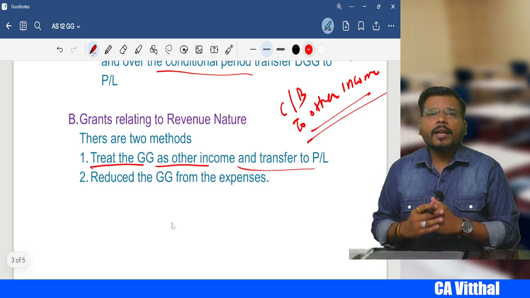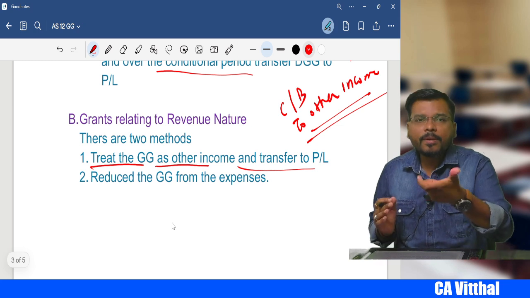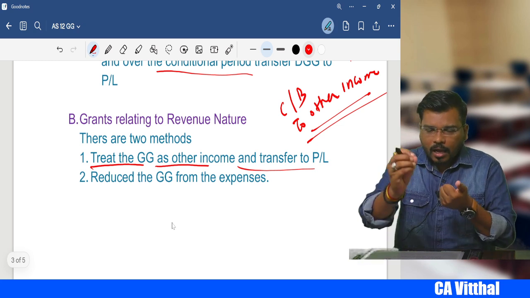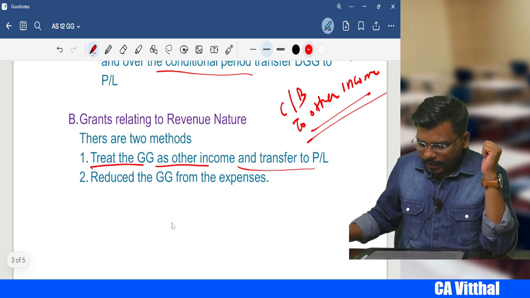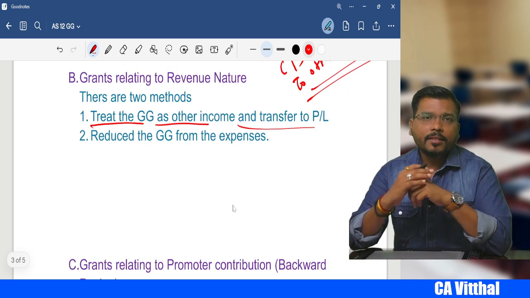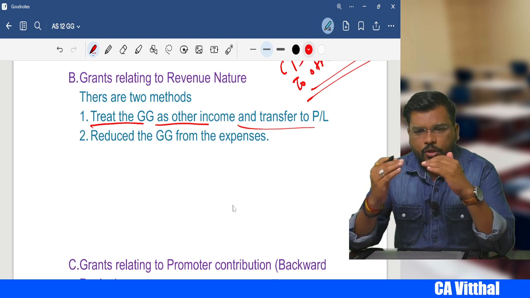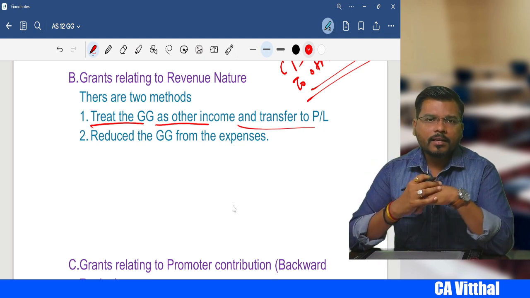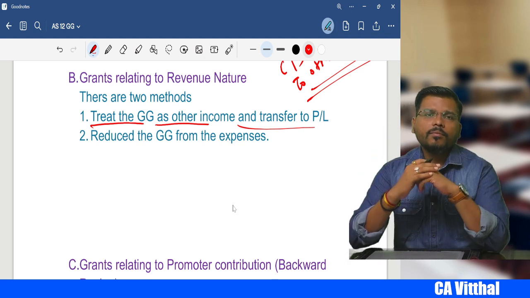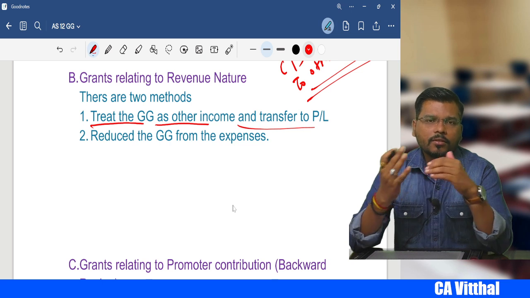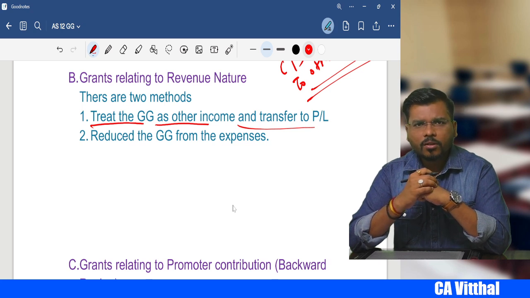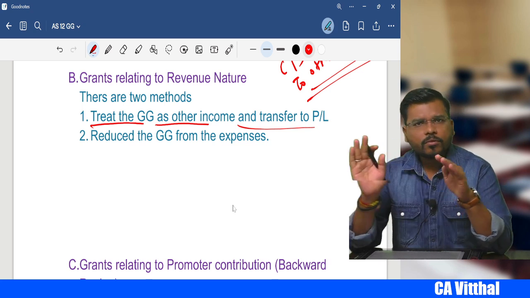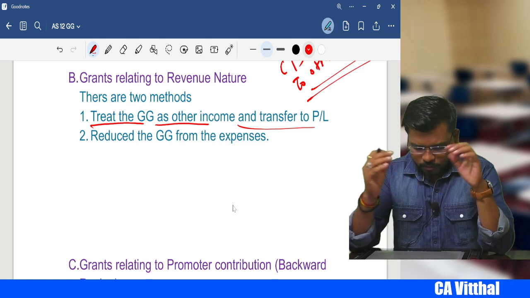Method number 2 is what? Reduce the government grant from the expenses. For whatever purpose the government has given the grant, you can reduce those expenses. For example, the government has given the grant for salary. So what will you do? You reduce the government grant from the salary and record the balance salary in the trial balance, and transfer it to the P&L account, my dear students. Are you getting my point? Yes or no, right? Don't transfer the government grant to the balance sheet. Is it clear? Yes or no, right, my dear student?